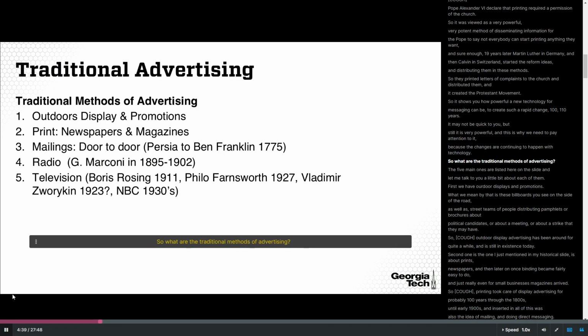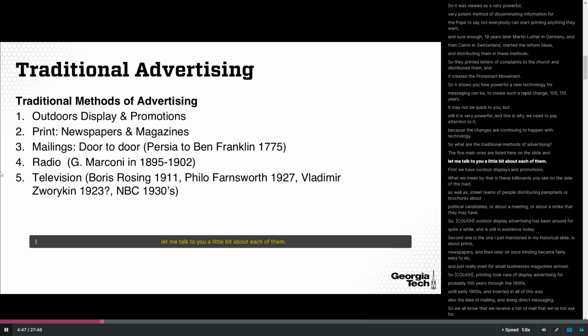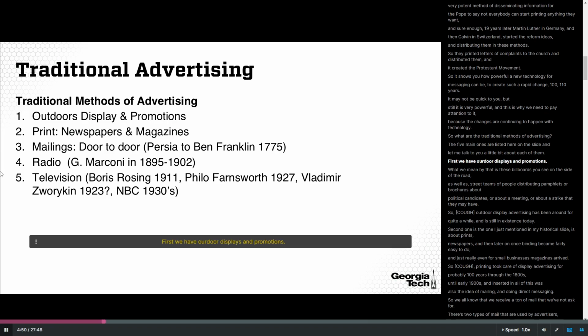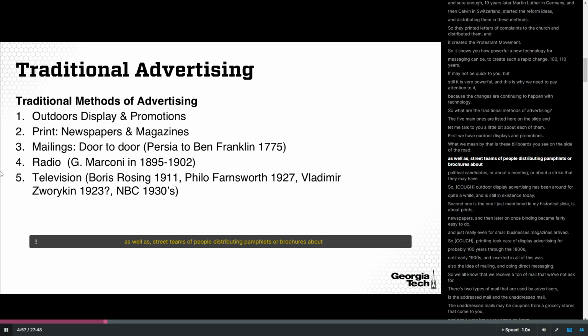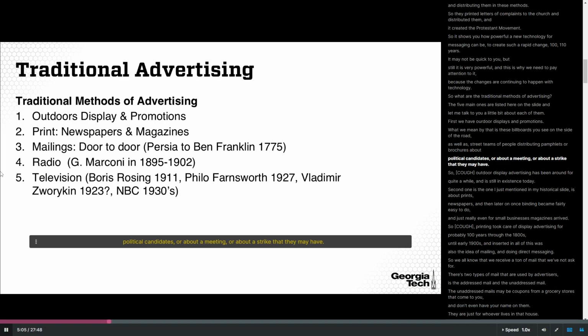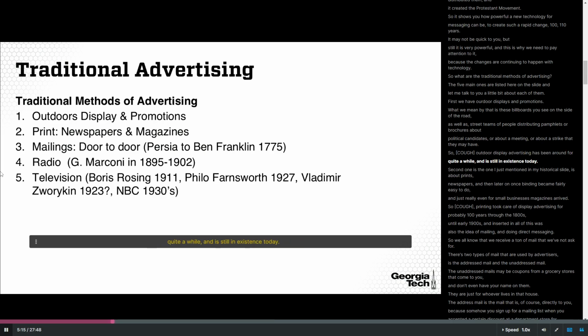So what are the traditional methods of advertising? The 5 main ones are listed here on the slide, and let me talk to you a little bit about each of them. First, we have outdoor displays and promotions. What we mean by that is these billboards you see on the side of the road, as well as street teams of people distributing pamphlets or brochures about a political candidate or about a meeting or about a strike that they may have. So outdoor display advertising has been around for quite a while and is still in existence today.